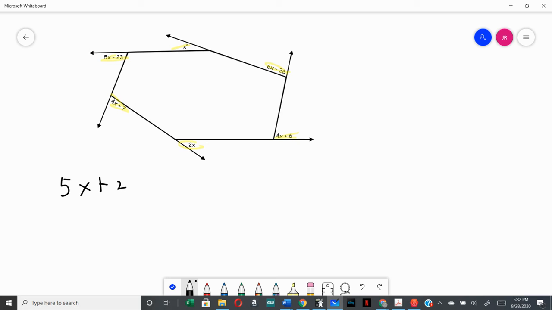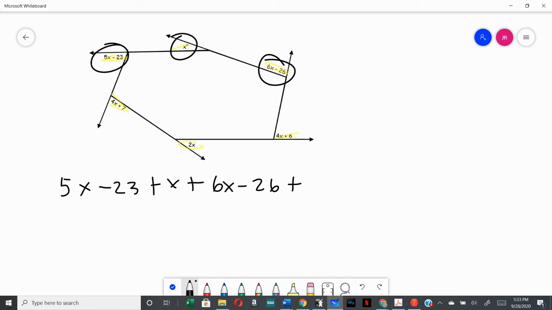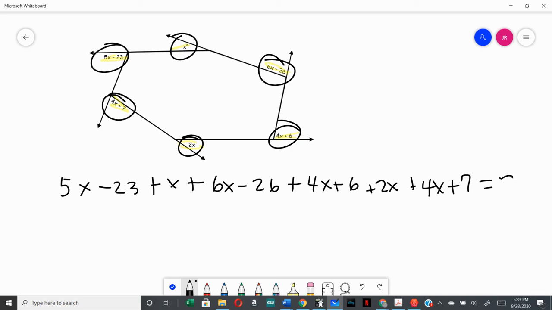So we're going to add 5x minus 23. So that takes care of this one. Plus x, that takes care of that one. Plus 6x minus 26. So that takes care of that. Plus 4x plus 6. Plus 2x. Plus 4x plus 7. Yours is going to be a lot less intense than this because you have fewer expressions. And that's going to equal 360. So that's the equation. So now what do we do?